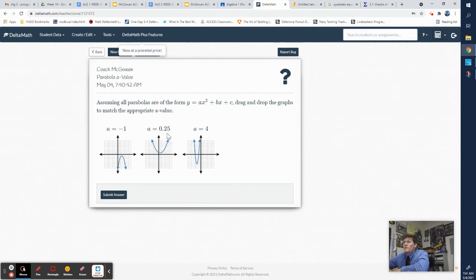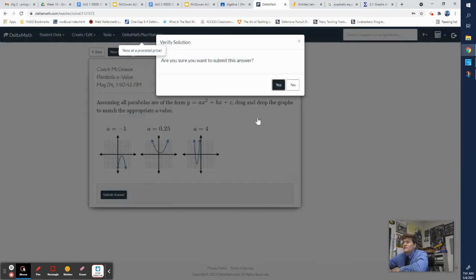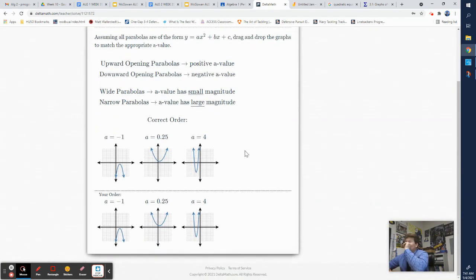0.25 versus 4. 0.25 is that number, that fraction decimal between 0 and 1. That's going to be a little wider. 4 is that number greater than 1. That's going to be a little skinnier. We're going to look at something like this here. Look how much we can do just by looking at that A value. We can predict how this graph is going to look.